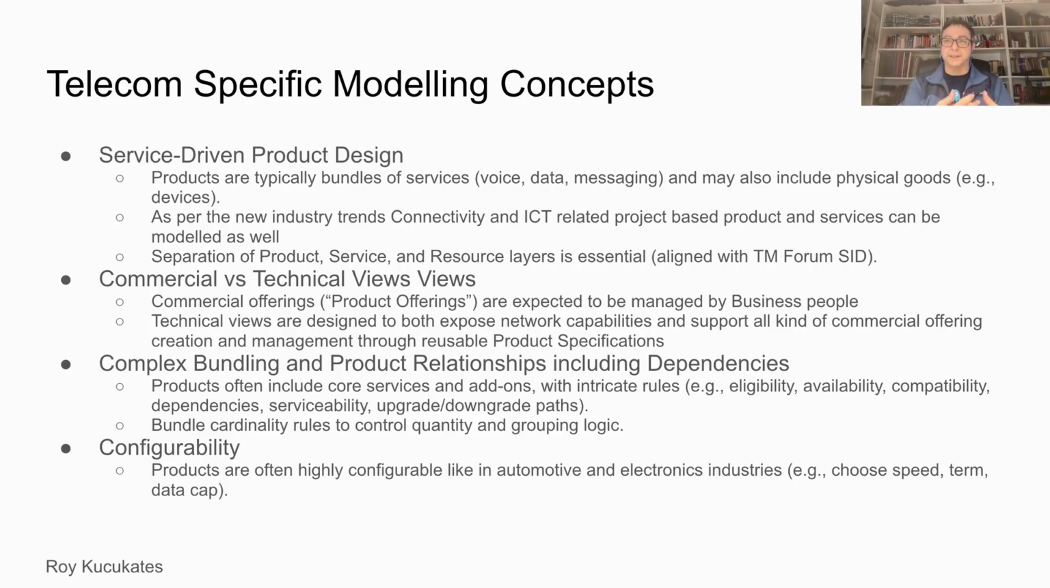How do they come together in a bundle? Like one product offering is available or eligible in one region, the other one is not eligible. Can I bundle them? Or when I bundle, what happens? And bundle cardinality rules to be able to control the quantities and grouping logic are also putting extra complexity on the product models.